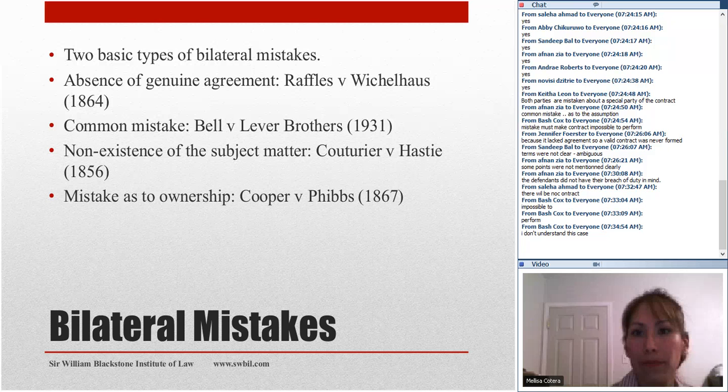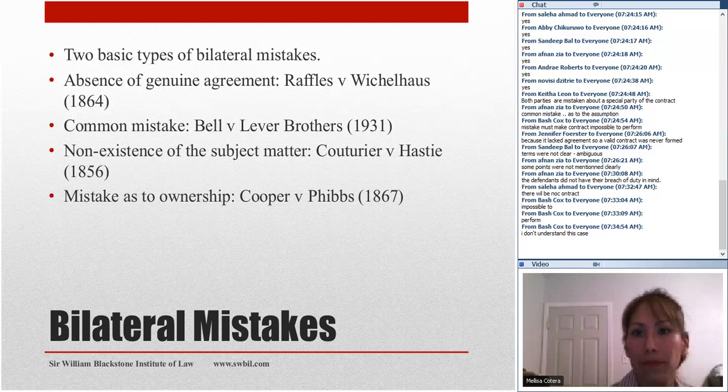That is a good definition. Thank you, Abby. A quality which renders the subject matter of the contract essentially different to that what it was believed to be. Yeah, that is excellent. Thank you so much.